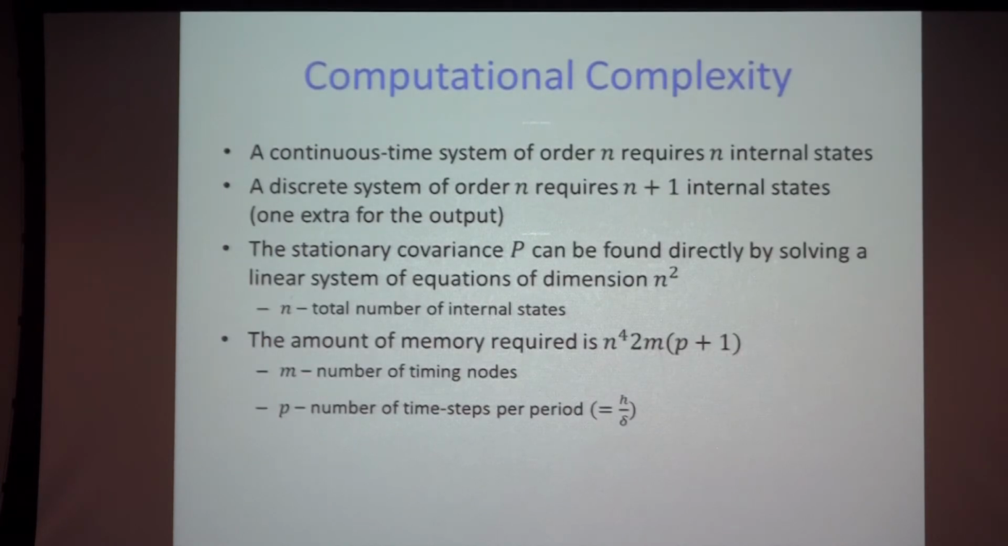And the complexity: each continuous time system of order n gives rise to n internal states. Each discrete time system of order n gives rise to n plus 1 internal states. We get the stationary covariance matrix by solving a linear system of equations of size n squared, where n is the total number of internal states coming from these discrete and continuous time blocks. And the amount of memory required is this, where n is the same thing as before. M is the number of nodes in our timing automata, and m is the number of time steps per period. So that has to do with this granularity.